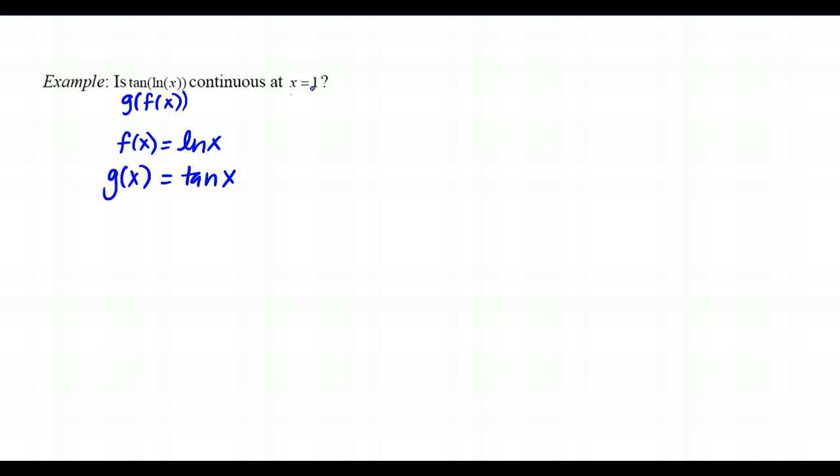So we just have to make sure when we substitute 1 into this that we're going to get out a number, that it's going to make sense, that 1 is in the domain of this composition. So tangent of natural log of 1, so natural log of 1 is a value you should know, it's 0. So this is tangent 0. And tangent 0 is just 0. So 1 is in the domain.